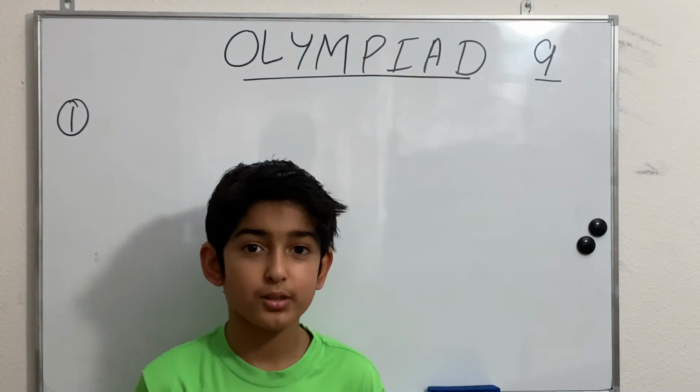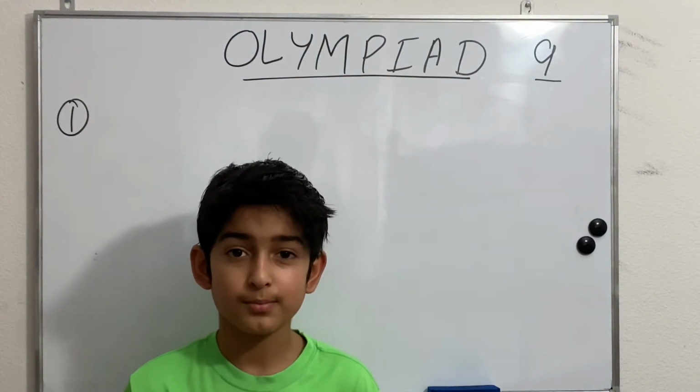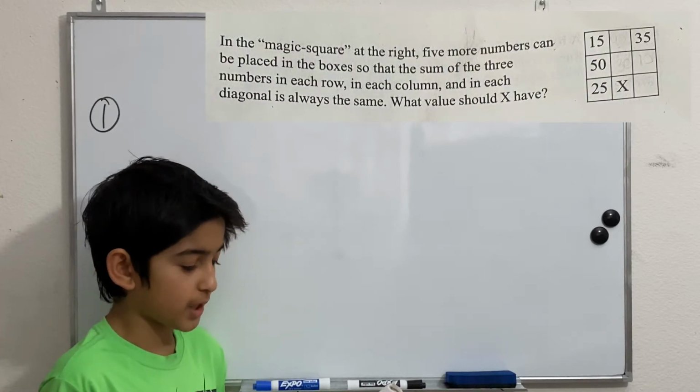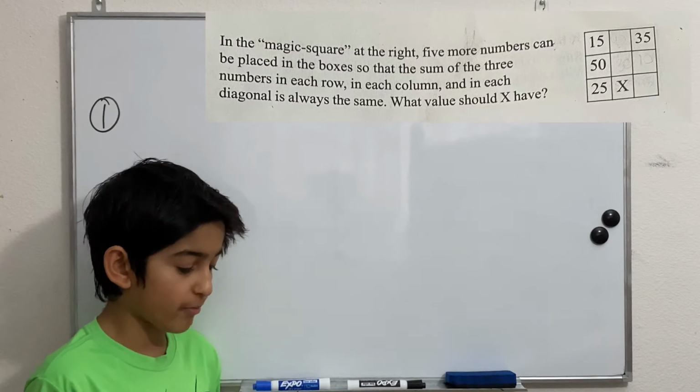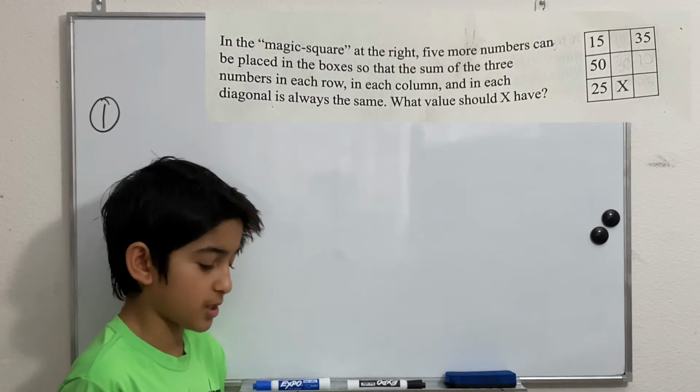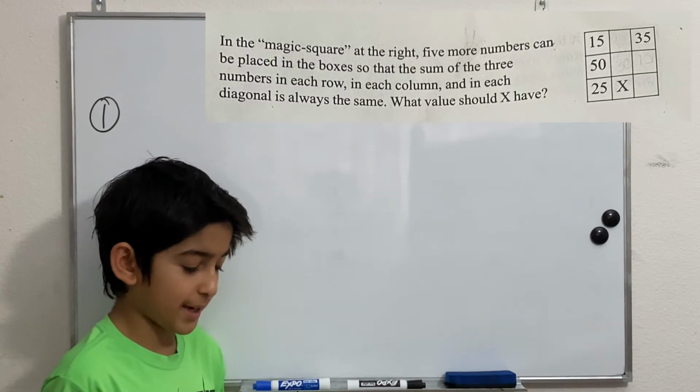Today I'll be going with the 9th Olympiad, so let's get into it. The first problem says, in the magic square at the right, 5 more numbers can be placed in the boxes so that the sum of 3 numbers in each row, in each column, and in each diagonal is always the same. What value should x have?